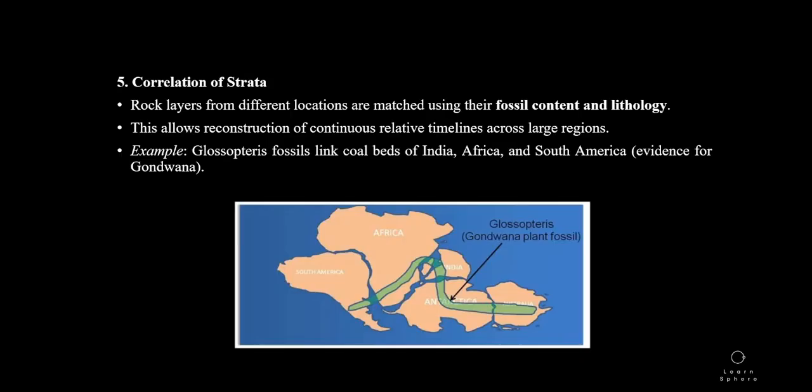Rock layers from different locations are matched using their fossil content and lithology. This allows reconstruction of continuous relative timelines across large regions. Clear? For example, Glossopteris fossils link coal beds of India, Africa and South America. Evidence for Gondwana. Okay.